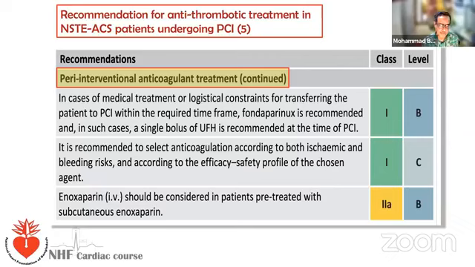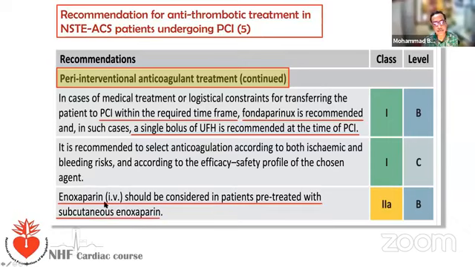if the patient is not planning for an intervention, or the patient cannot reach a PCI center in the required time frame, fondaparinux is recommended as a class 1 indication. And when this patient goes to the cath lab, a single bolus dose of unfractionated heparin is recommended at the time of PCI. But if the patient is already getting enoxaparin, this patient should be given IV enoxaparin during PCI rather than unfractionated heparin. This is also a new idea.